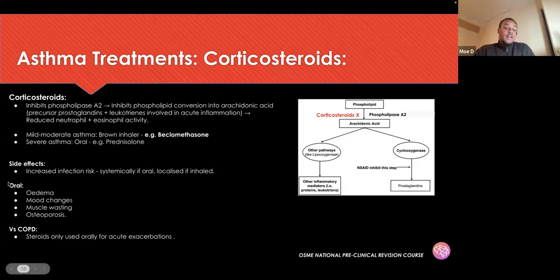And in terms of the side effects, if you use it orally, they include edema, mood changes, muscle wasting, and osteoporosis. And if you contrast this with COPD, these steroids are only used orally, and they're only used for acute exacerbation. So when the patient's symptoms suddenly become worse, usually due to a respiratory viral or bacterial infection.